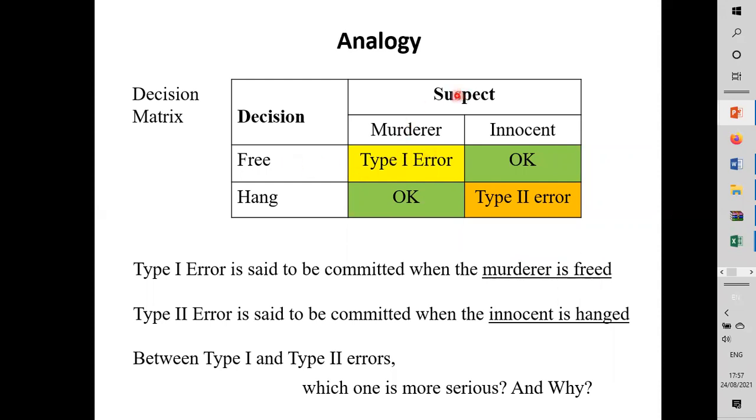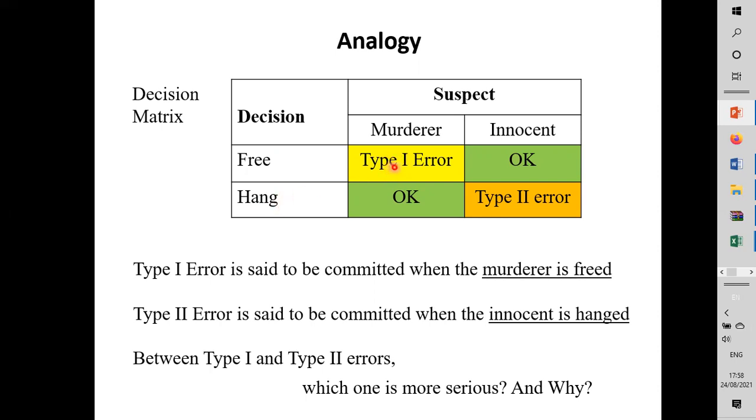Now, the suspect, when arrested, is either a murderer or innocent. There's no 50-50. You killed the person or not, that's all. Nobody knows what happened there. Suspect, either murderer or innocent. So in court, the witnesses are called, and finally the judge makes a decision to free or hang. Final judgment, to free or hang.